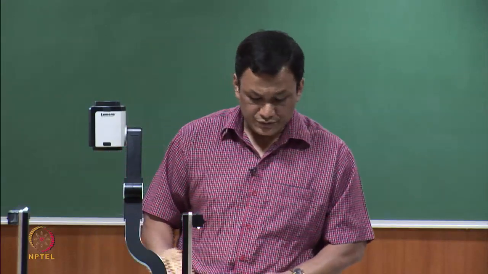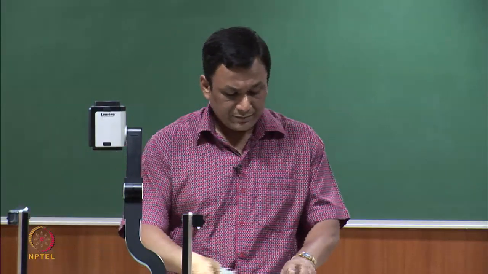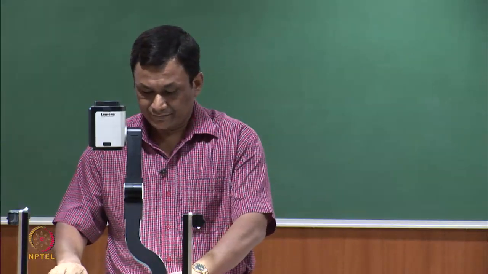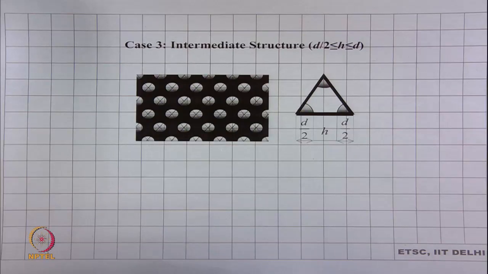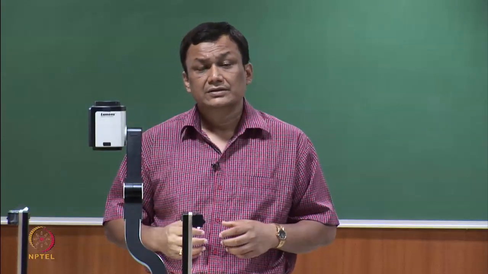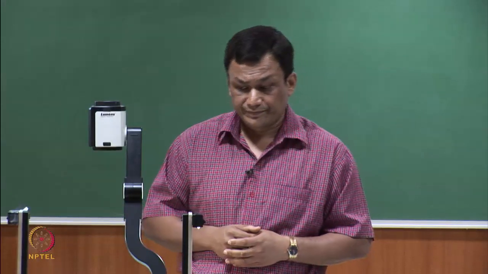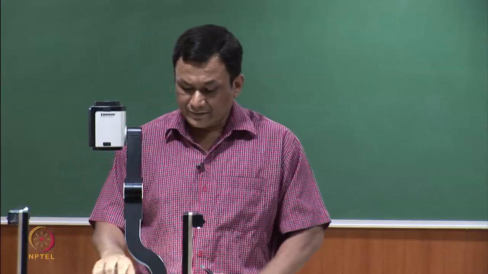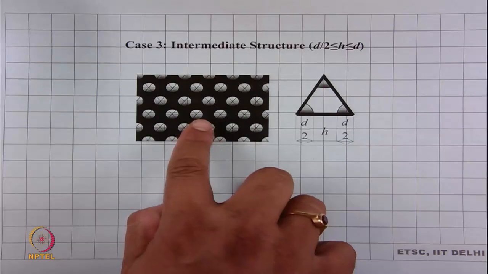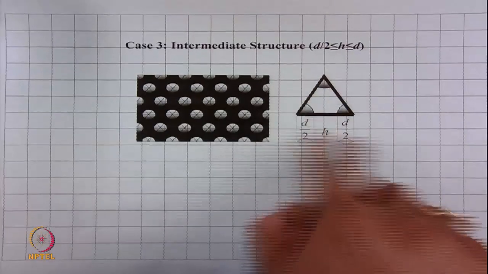So, now we will proceed to the third case, that is intermediate structure, case 3. How do we define intermediate structure? In intermediate structure, the distance between fibers is higher than that in case of tight structure. So, you can see here fibers are more spaced as compared to the earlier tight structure. So, the unit cell is shown here.